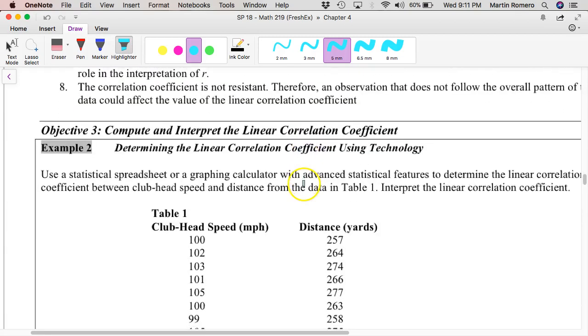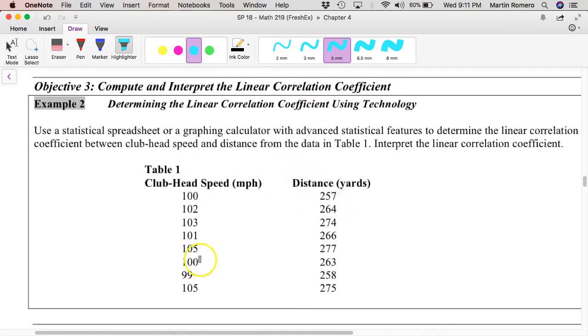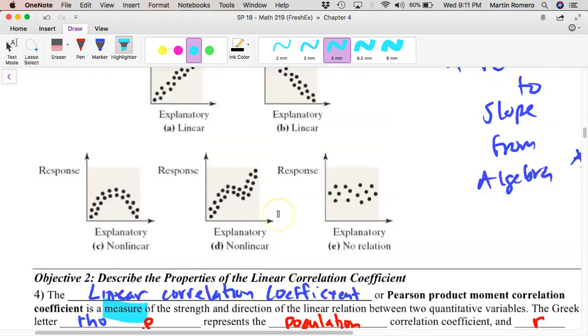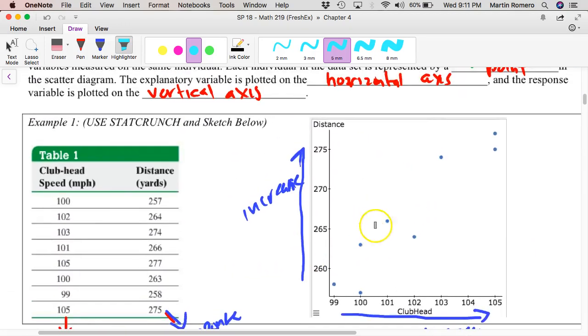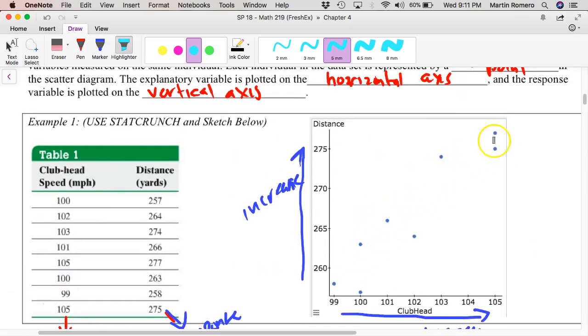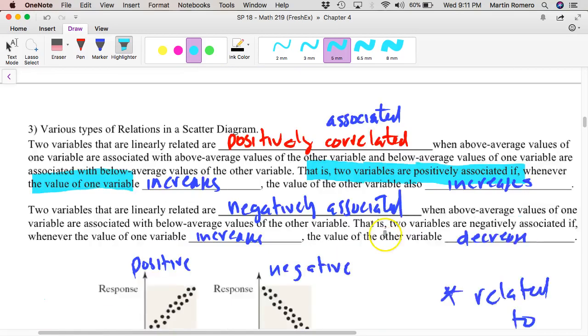We're going to go ahead and compute it for the first time. Here's that same data. How strong is that relationship? If you remember correctly, that graph looked like this, and it looks pretty strong. It's a straight line going up. It looks like a positive value, but how strong is that relationship?